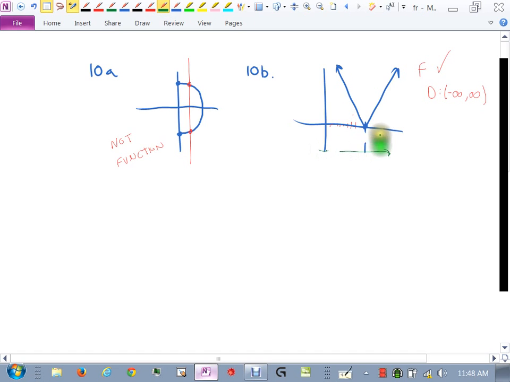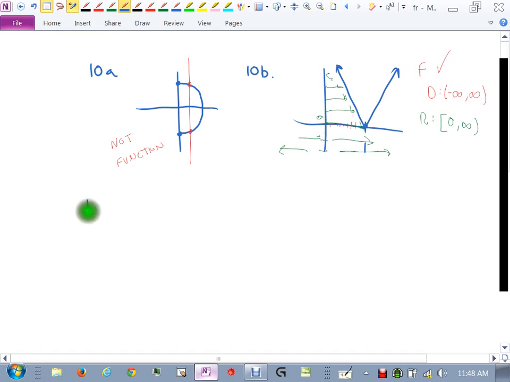And then for range, I get on the y-axis and I look left and right. If I look to the right and to the left here, I don't hit anything, not until I get to 0. When I get to 0, I hit. Once I'm past 0, I start hitting the function. So the range would be everything from 0 to infinity. And I do include 0 because there was actually a point at 0. So bracket 0 to infinity.